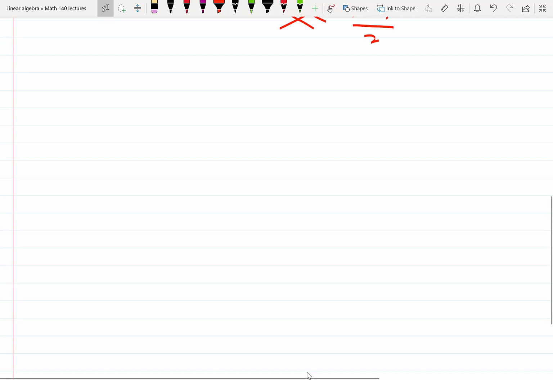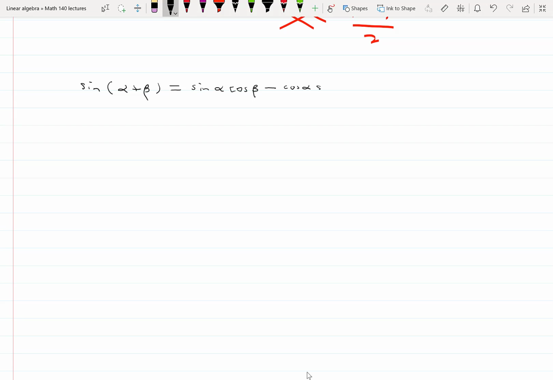I would like an identity that allows me to work with the sine of the sum of 2 angles without adding the 2 angles together. And that's our first identity. The formula on the second page of that identity sheet, the formula for sine of alpha plus beta, is the sine of alpha. So it looks like it's distributing, but not quite. It's sine of alpha times the cosine of beta minus the cosine of alpha times the sine of beta.